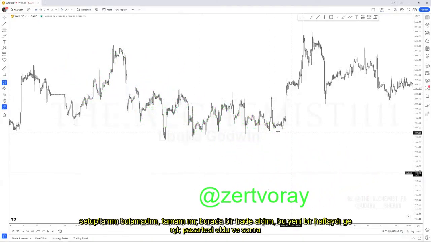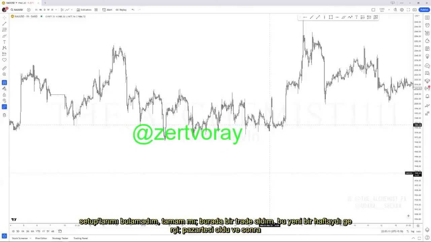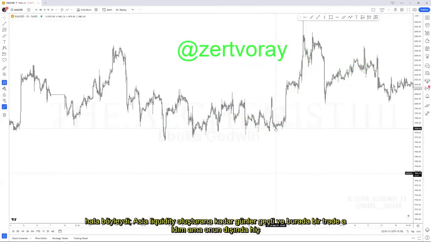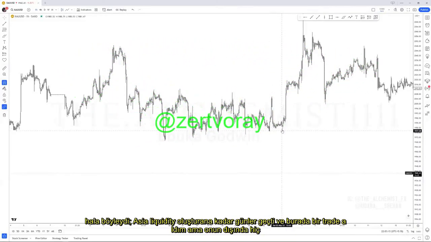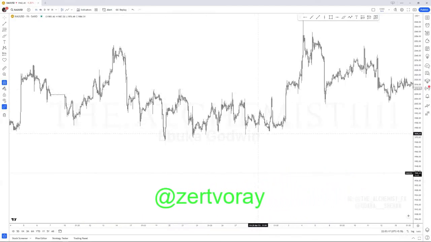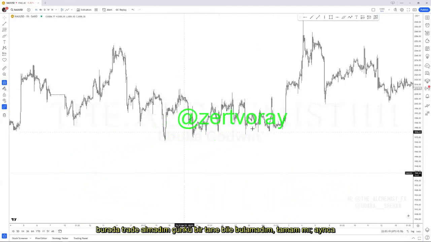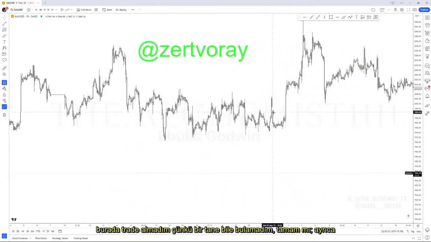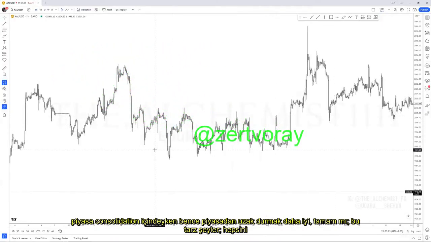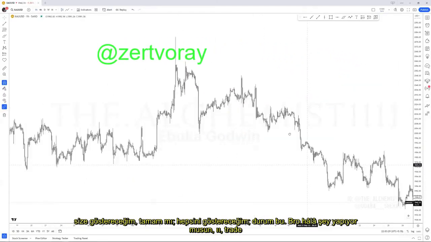Okay, I did take a trade here. This was on a new week though. Monday happened, and then Tuesday, Asia created liquidity. We had days, and I did take one here. But other than that, no trades were taken here, because I couldn't find one. Also, when it is in a consolidation, I think it's better to stay out of the market. So I'll show you all of it.